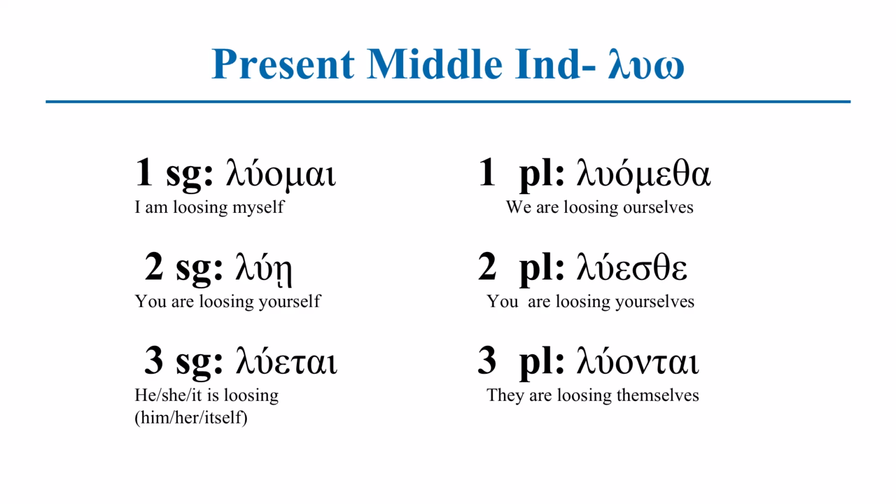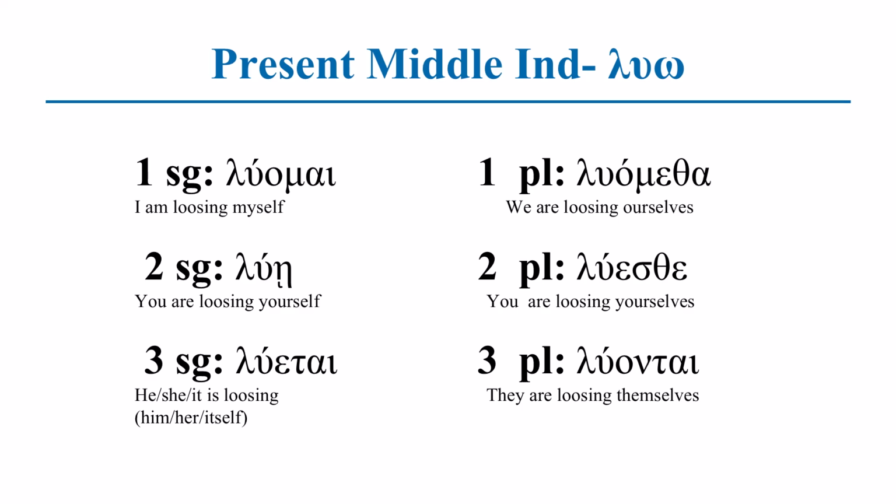Remember, there are three voices. You have active voice, meaning the subject is doing the action. That's why in the active voice, our translation was, I am loosing, meaning the person who is speaking is the one doing the action. But in the middle voice, we said that the middle voice is where the subject is doing the action on themselves. So how do you translate middle voice?